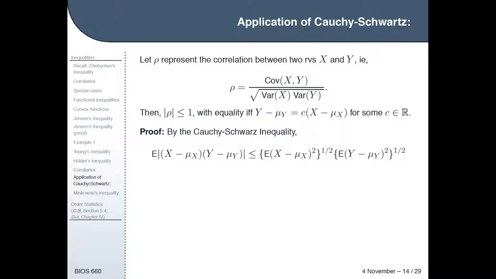By the Cauchy-Schwartz inequality, expected value of x minus mu x times y minus mu y is less than or equal to expected value of x minus mu x squared to the 1/2, times expected value of y minus mu y squared to the 1/2. Square both sides, we end up with the covariance squared is less than or equal to sigma x squared times sigma y squared. So we get the correlation coefficient is always less than or equal to 1. Yay.